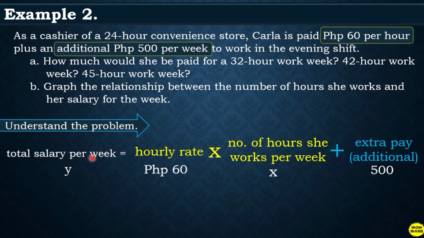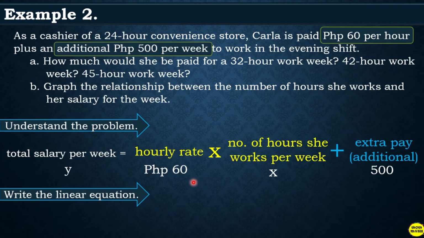So, yung total salary niya per week, that is equal to Y. We will represent that as our Y. And then, yung hourly rate niya is 60 pesos per hour. So, that is 60. And then, kung ilang oras ang trabaho niya sa isang linggo, we will represent that as X kasi hindi natin alam. And then, yung extra pay niya which is a fixed value, and that is 500. So, lagi siyang may 500 pesos na additional.